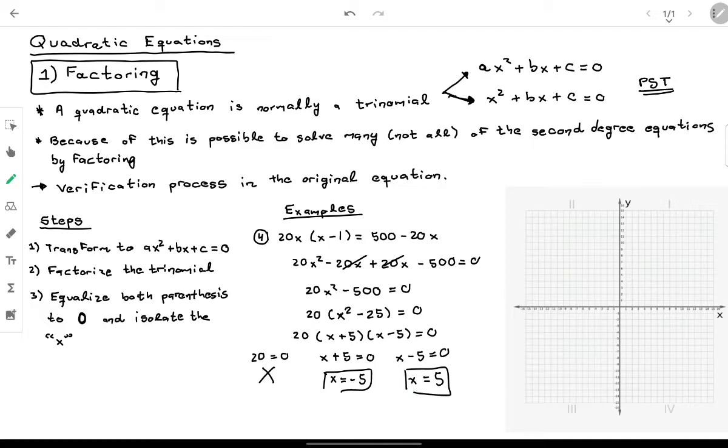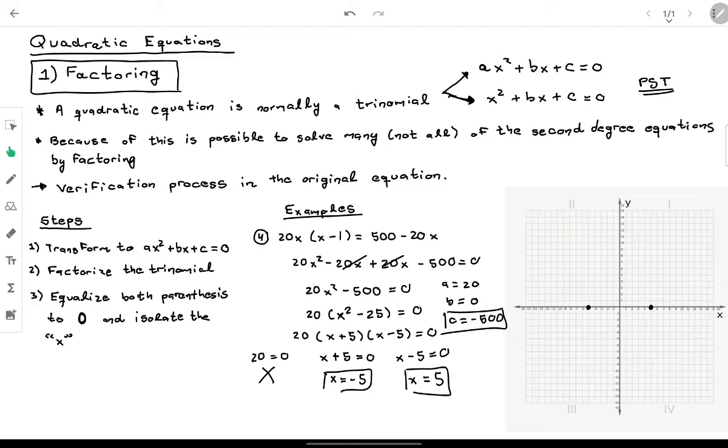What do we know on this specific exercise? We know that it will cross the x-axis exactly at minus 5 and exactly at 5. The y-axis, of course: here a has a value of 20, b has a value of 0, and c, the independent term, equals minus 500. Of course, my little graphic will go down to minus 500. Exactly at minus 500 is specifically the point where it will cross the y-axis.